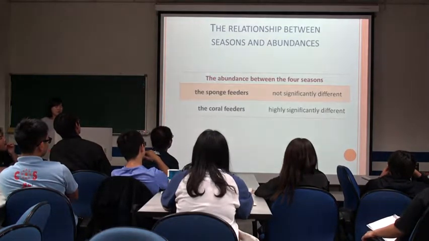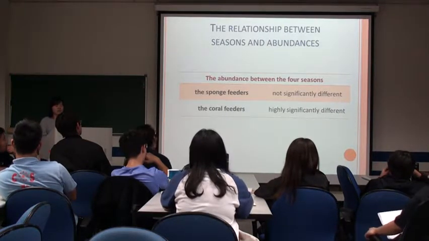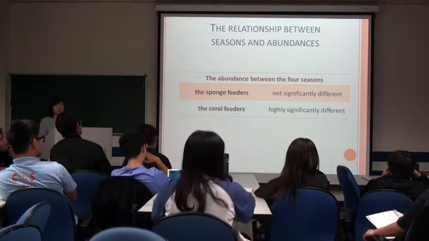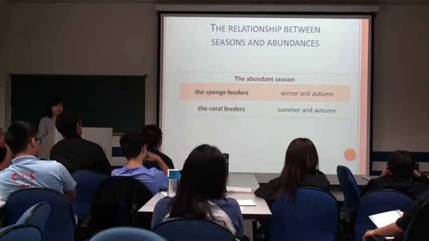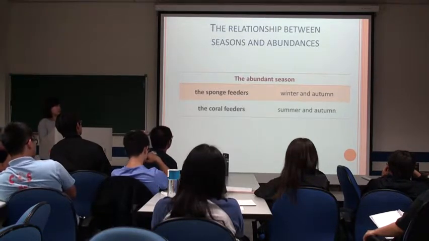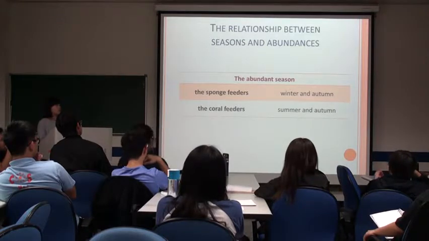And we found that the abundance between the 4 seasons is highly significantly different for the coral feeder, but the sponge feeder isn't. And which season is more abundant? We found that the sponge feeder is more abundant in the winter and autumn, and the coral feeder is in the summer and autumn.